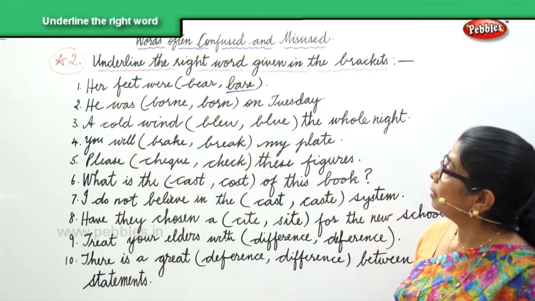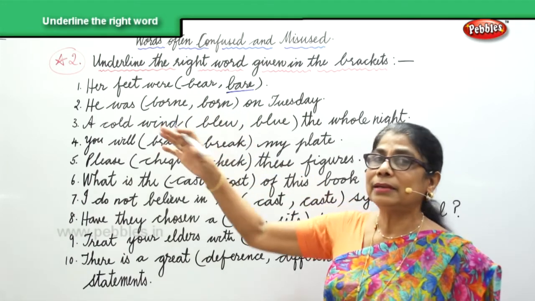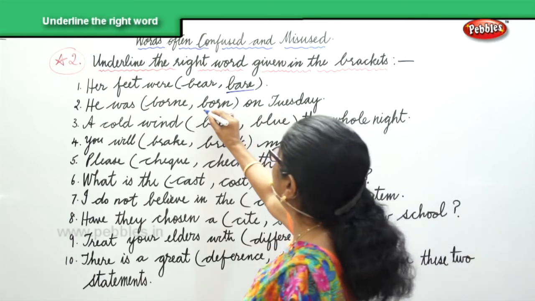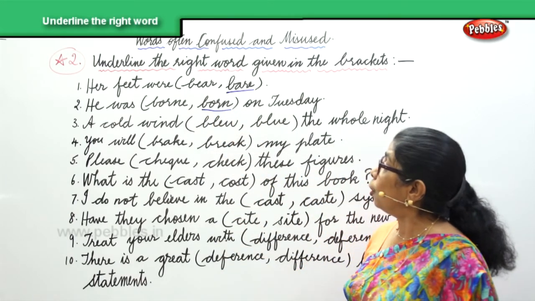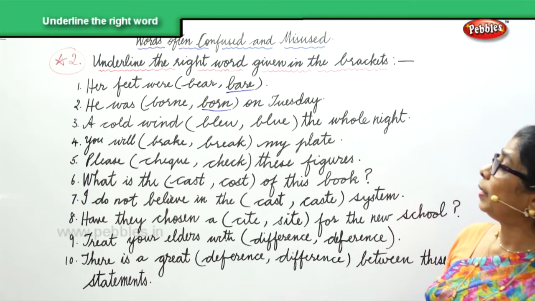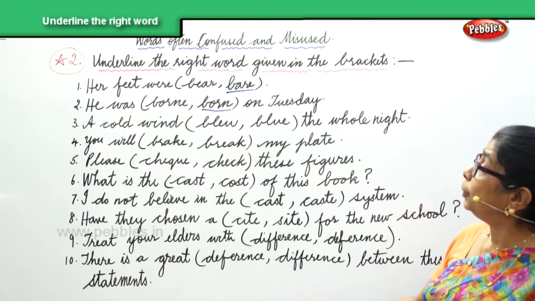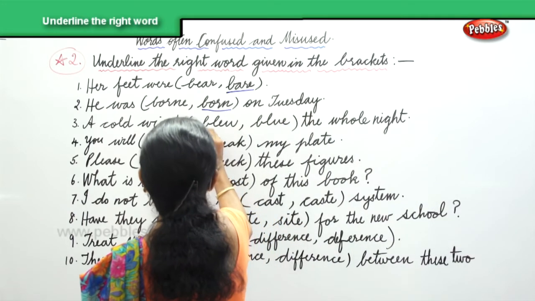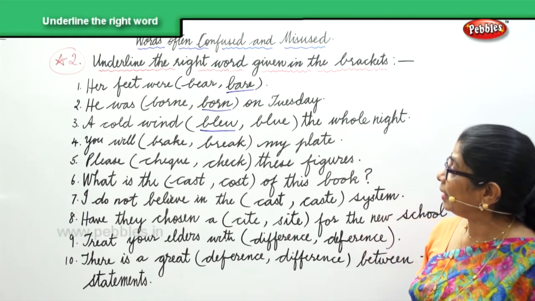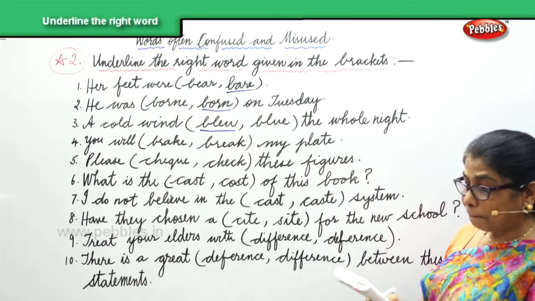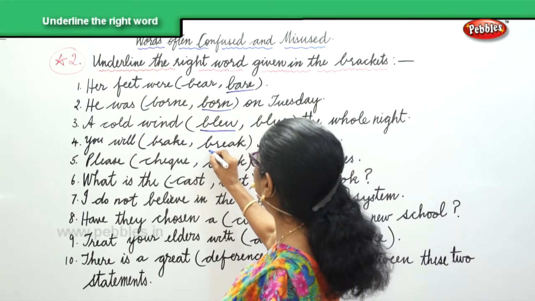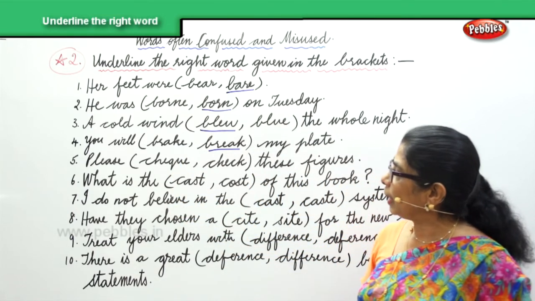He was born, two different spellings, sounding the same, born. He was born on Tuesday. A cold wind blew. Both sound the same, different spelling. This blue is a color. Cold wind blew the whole night. You will break my plate. You will break, B-R-E-A-K, break. This break, the cycle break, what do you call it?